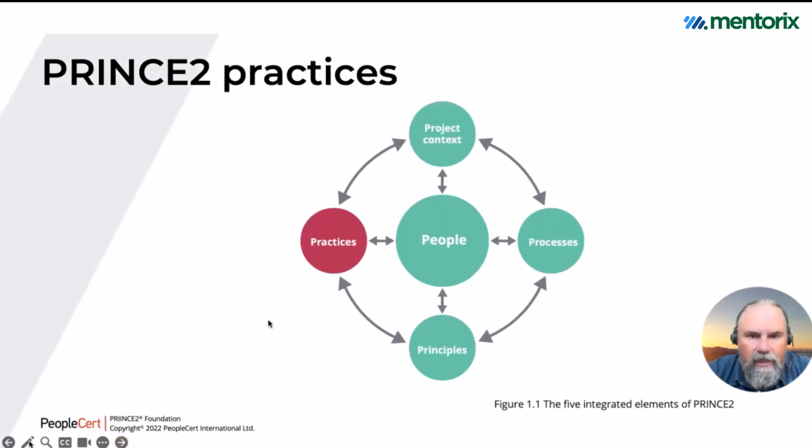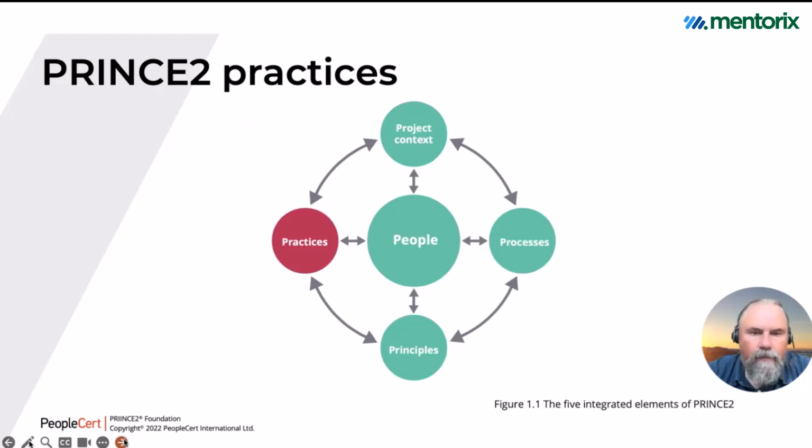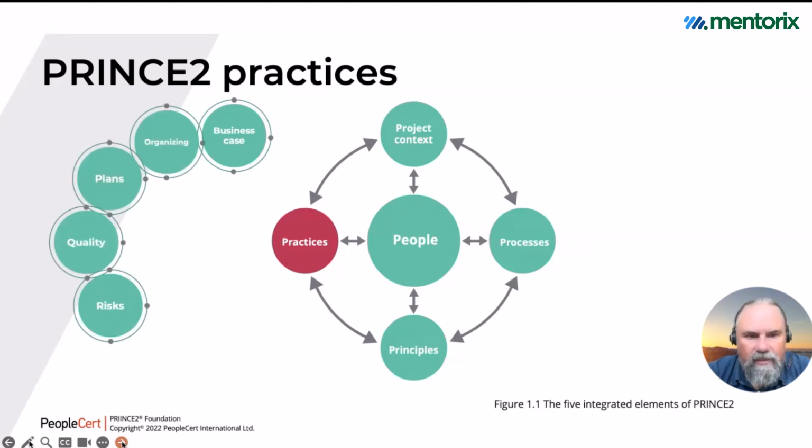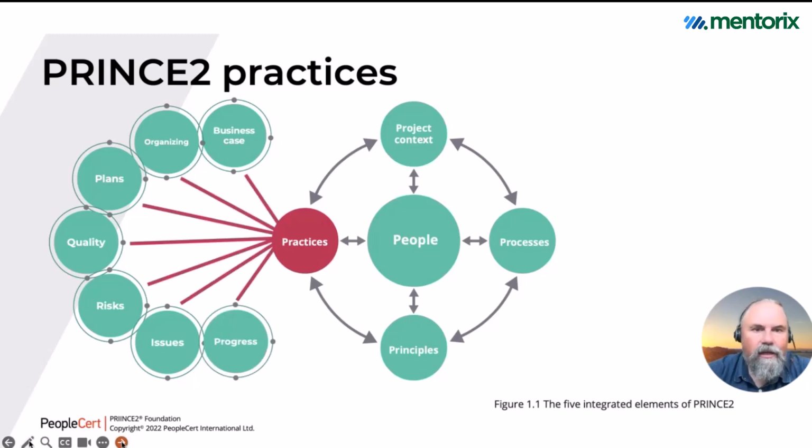Practices, as mentioned, practices are the new word. It was called themes before. The practices are rewritten to be more hands-on. And the practices you know are still more or less the same. We have the 7 practices: business case, organizing, plans, quality, risks, issues, and progress. All key aspects of a project that you need to somehow control.